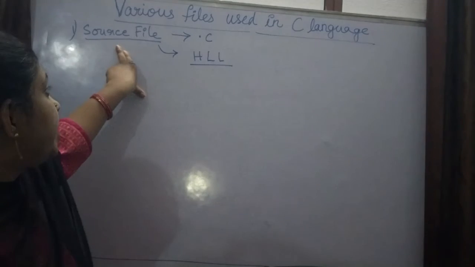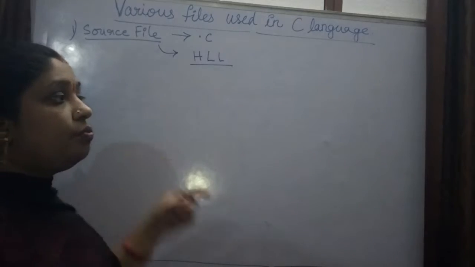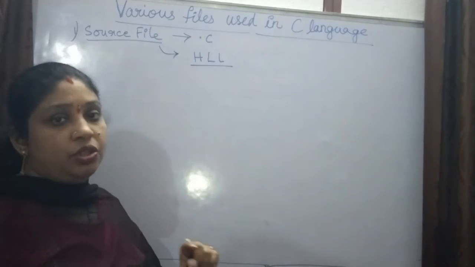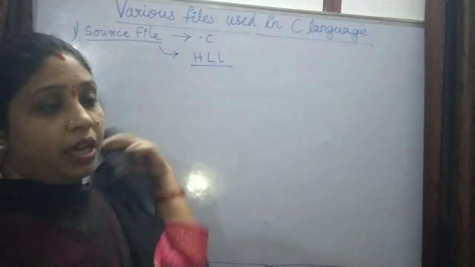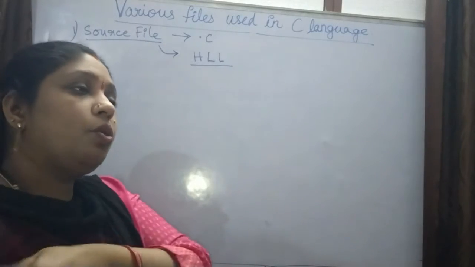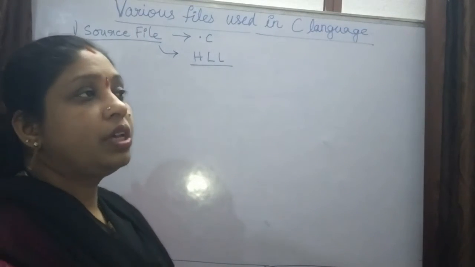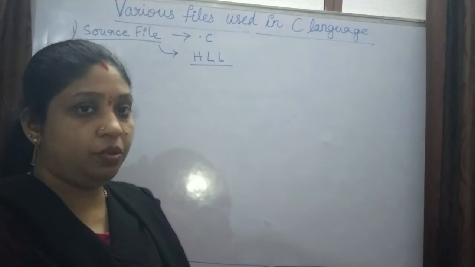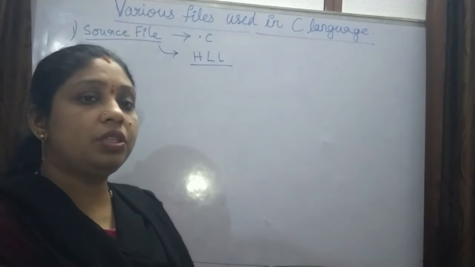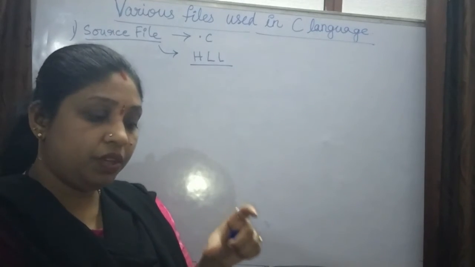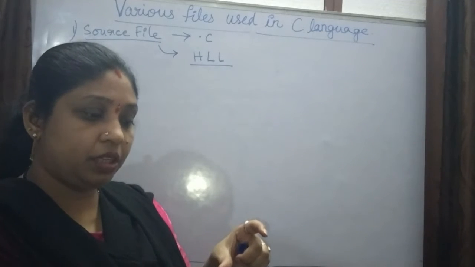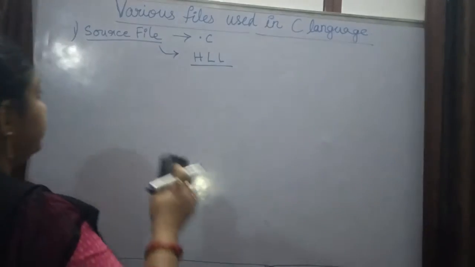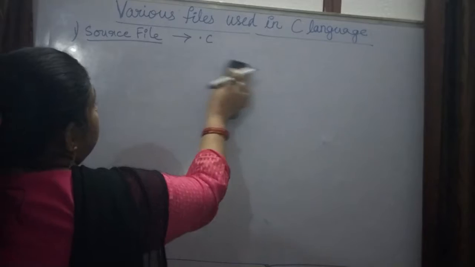So source files are nothing but the files in which you save the C program with some file name and the extension .c. Why we call them source files is because the code which you are writing in that program is called source code. Already I have discussed this source code. That type of program is called a source file, and it is written in a high level language.